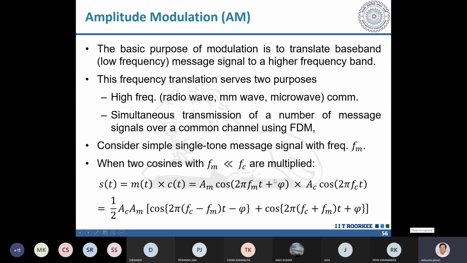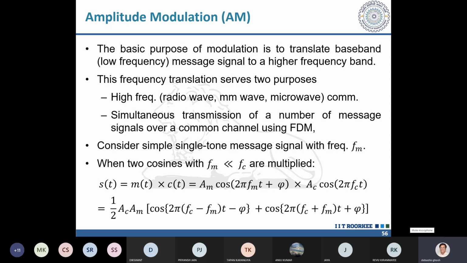Now I have one carrier signal. This is generated by a local oscillator. I'll talk about this local oscillator afterwards, I'll just mention it now. Oscillators are electronic devices that generate different sinusoidal signals. So that is how signals can be generated in an electronic system.